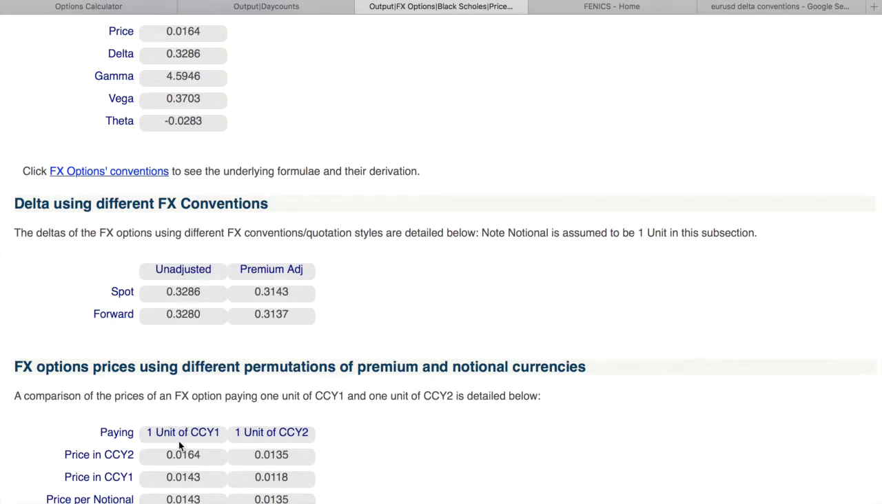The Black-Scholes option price gives the price of an option with a notional of 1 unit of foreign currency. If one would like to have the price in terms of 1 unit of domestic currency, then all you need to do is to assume that the notional is 1 divided by K at maturity. You then pay 1 unit of domestic currency, which is K times 1 over K, and receive 1 divided by K units of foreign currency. And that's all there is to it. We also give the prices in percent.